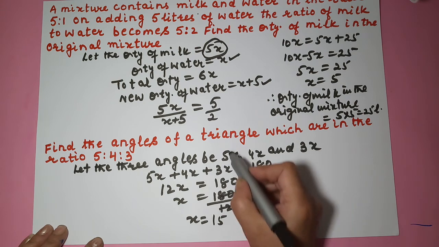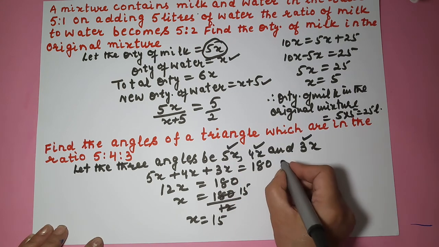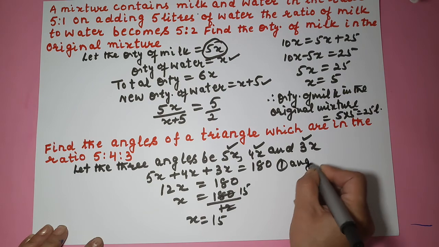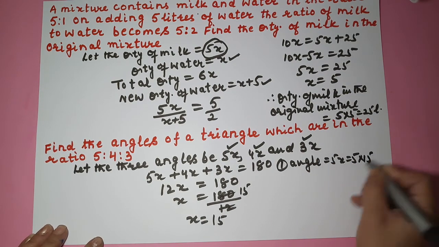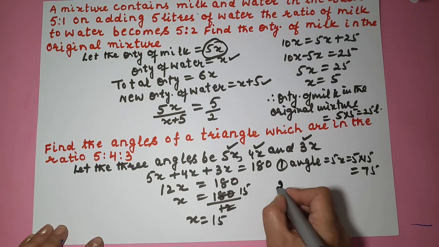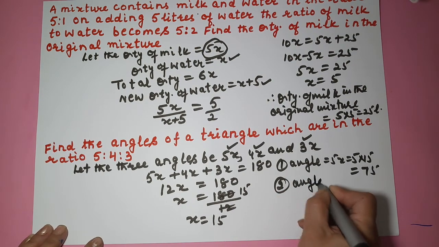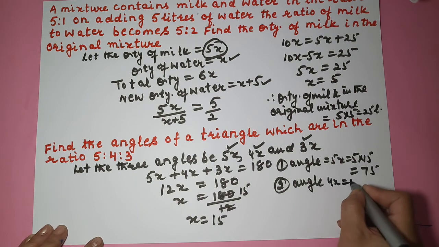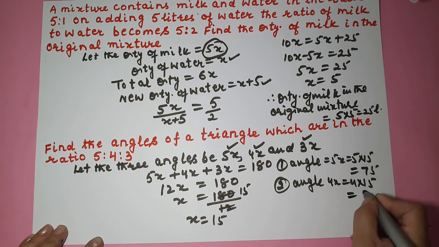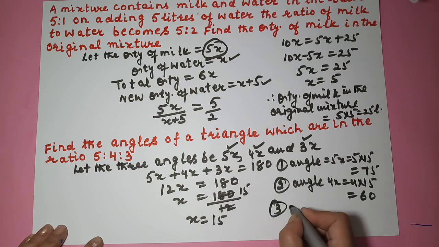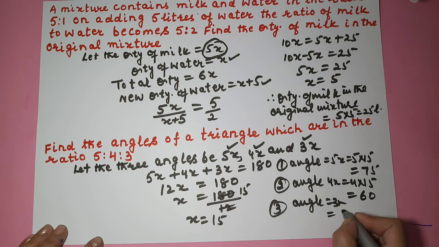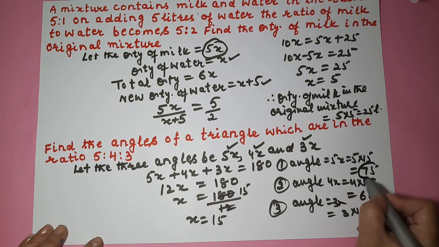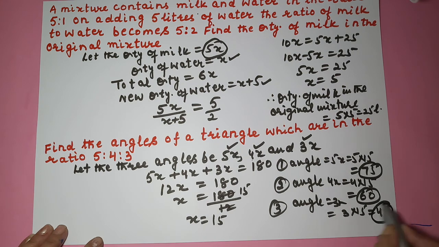Now you can calculate these three angles. What will be your first angle? Your first angle is equal to 5x, which is 5 into 15, that is 75. Your second angle will be 4x, which is 4 into 15, that is 60. And your third angle will be 3x, which is 3 into 15, and that is 45. So you have found the three angles of the triangle, right?